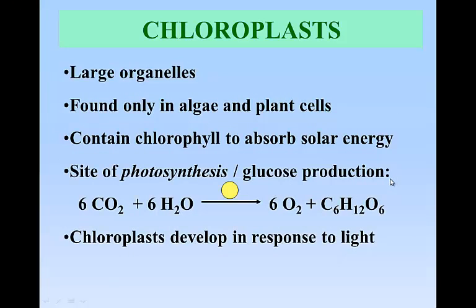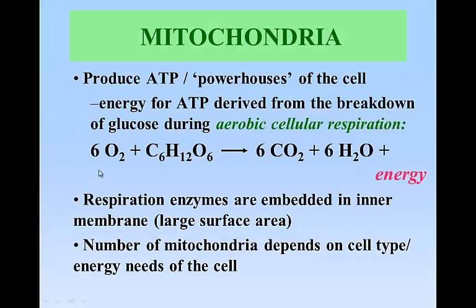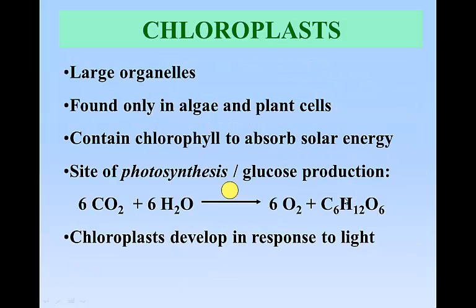Now we're going to go back to another organelle that has two membranes that's really similar to the mitochondria, called the chloroplast. Take a look at this equation here. We're taking oxygen and glucose and making carbon dioxide and water, and in the process we're releasing energy. Let's look at what photosynthesis involves.